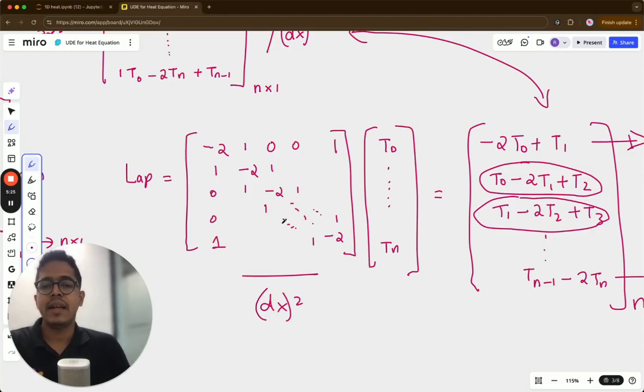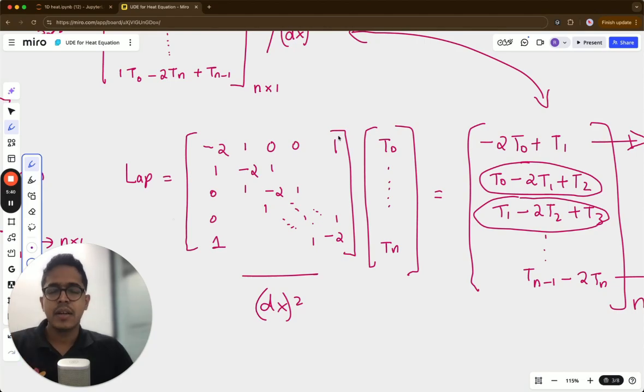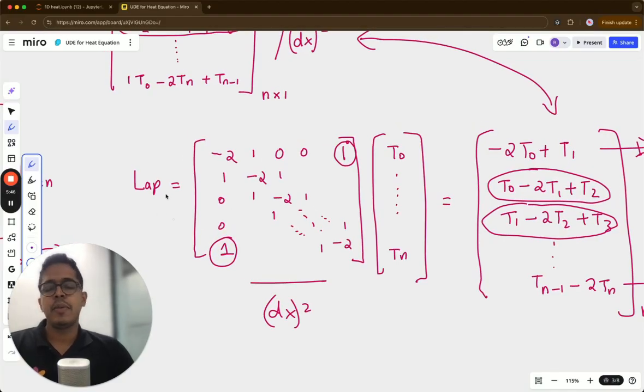So basically, my Laplacian matrix lap primarily has three diagonals: the main diagonal, upper diagonal, and lower diagonal. The main diagonal will be all -2, the upper diagonal all 1, the lower diagonal all 1. The rest of the elements are zeros, except that in the first row the last element should be 1, and in the last row the first element also should be 1. Then if you multiply this Laplacian matrix with the temperature, we get the corresponding approximation for dou square T by dou x square. Obviously, we should divide this by dx square.